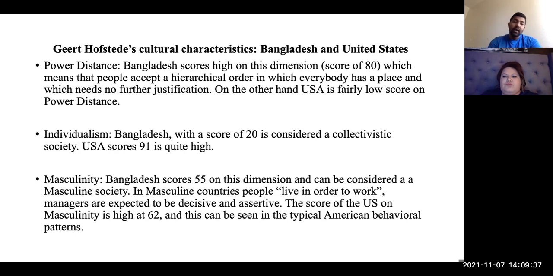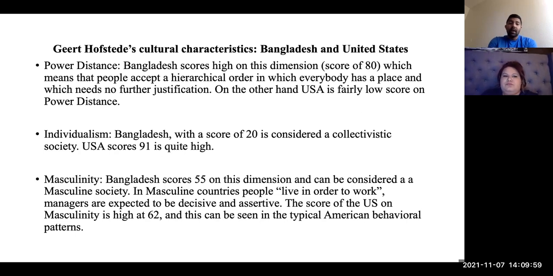And the next characteristic, individualism, we can see a huge difference, with Bangladesh at 20 and USA really high, 91. It's quite high. So yeah, both countries are totally opposite, and it's because of the cultural difference and all those things.